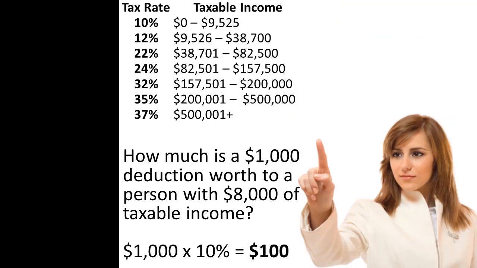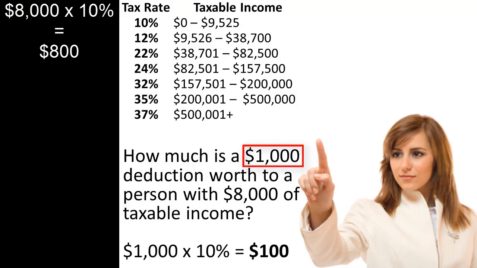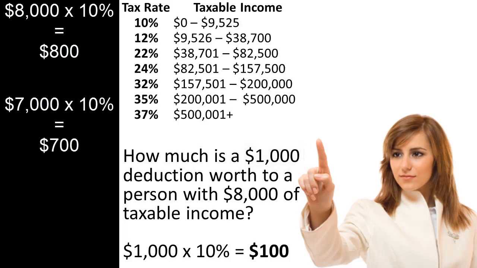As mentioned previously, the value of a tax deduction depends upon the tax rate of the taxpayer. For example, a single taxpayer with $8,000 of taxable income in 2018 would pay $800 in taxes. If the taxpayer were to have received an additional $1,000 deduction, his or her taxable income would have fallen to $7,000, and he or she would have owed $700 in taxes. Thus, the $1,000 deduction would have caused the taxpayer's tax bill to drop by $100.